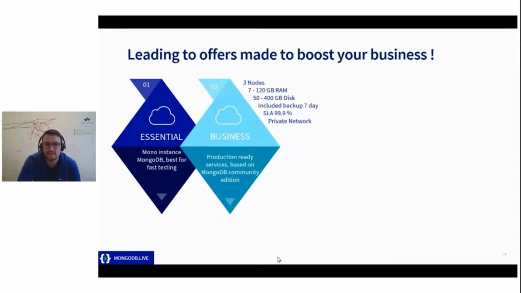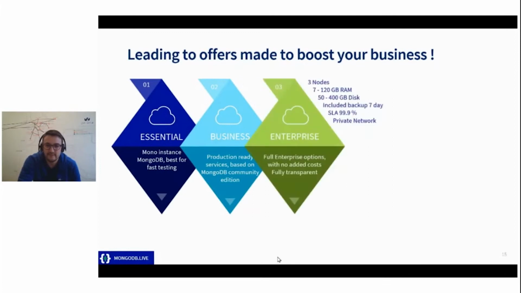If you want something that is more production proof, I think that the business range is more what you need. It comes with 3 nodes on the high availability. Of course, it's a replica set, and with this offer you have the private network interconnection available.